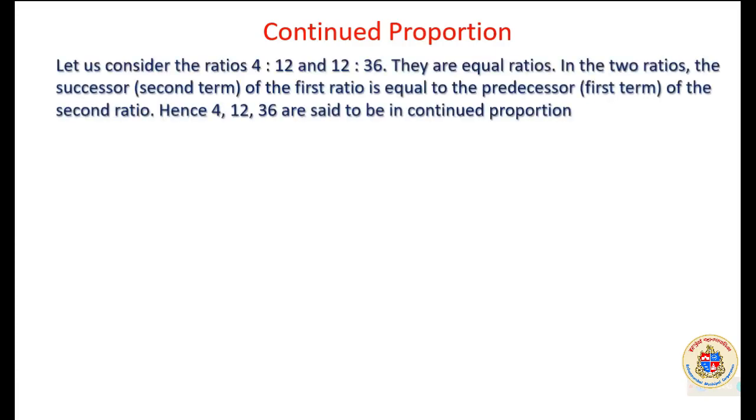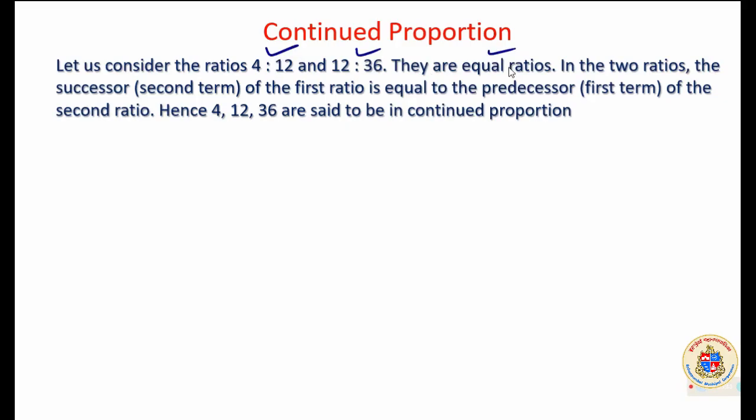Here comes something called continued proportion. What is it? Let us consider the ratios 4 is to 12 and 12 is to 36. Two ratios are given, and we are asked to think about whether they are equal ratios.